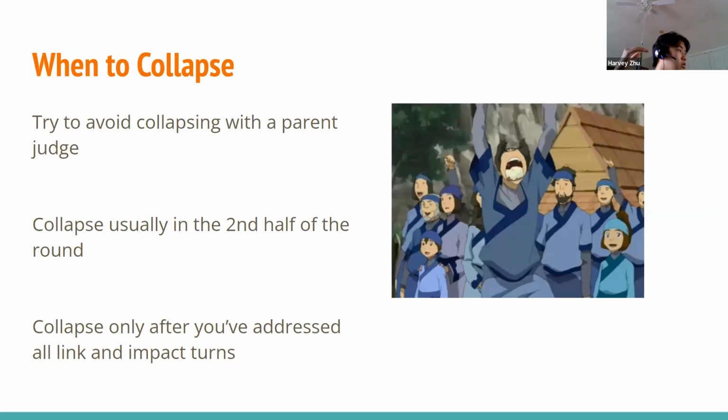So Aiden says that you should never collapse with the parent judge, but I'd argue that sometimes it is pretty viable, especially when you're having a lot of time and especially when you're developing a story. Ultimately, debate is a persuasion type of activity. If you can persuade your parent judge very well, then you can collapse. Things like life is number one.